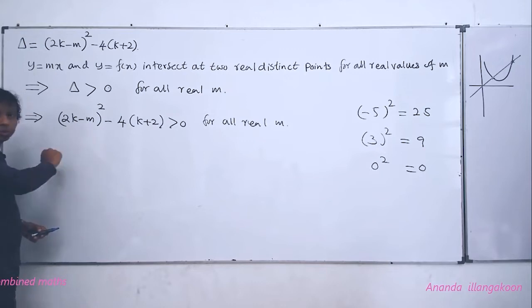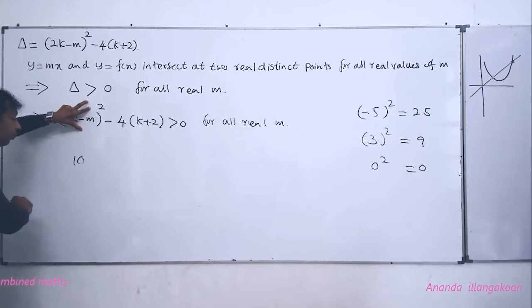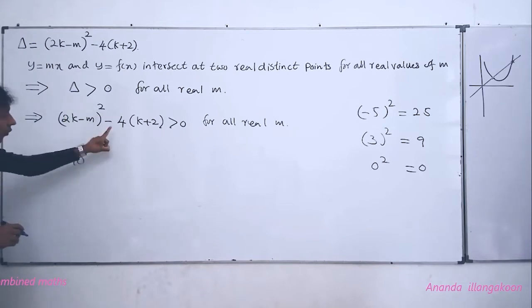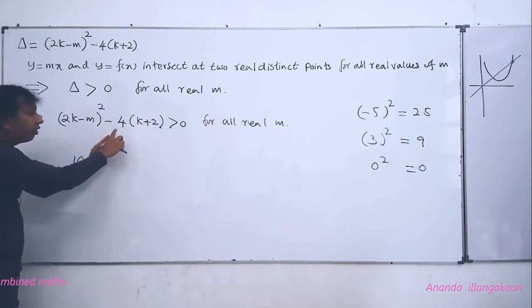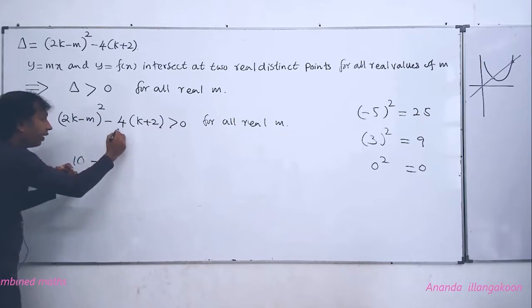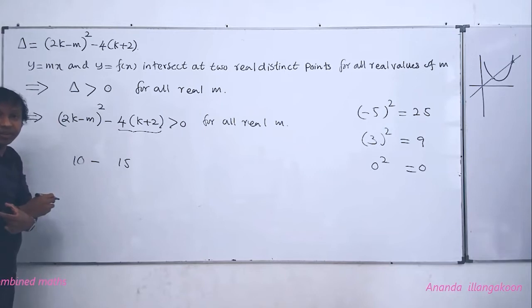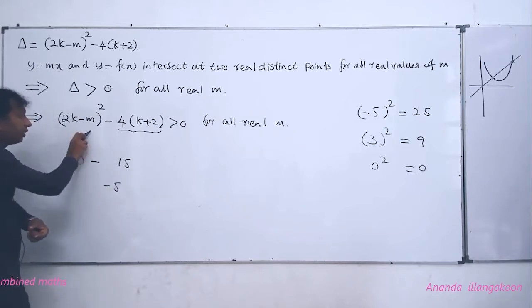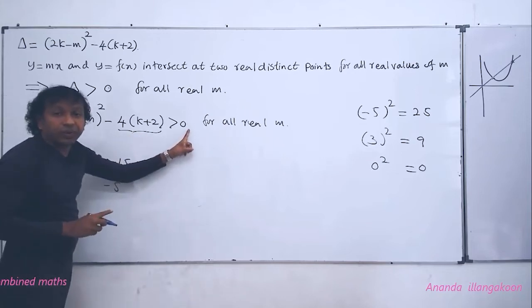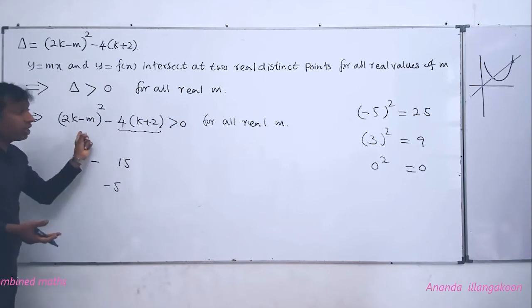Now suppose this is positive 10. Now we have minus 4(k plus 2). Right? Now suppose, after the minus sign, the value of this, suppose we get 15. Then what happens? 10 minus 15, the difference is minus 5. This statement is not positive. The statement will be negative. But we need this statement to be positive.